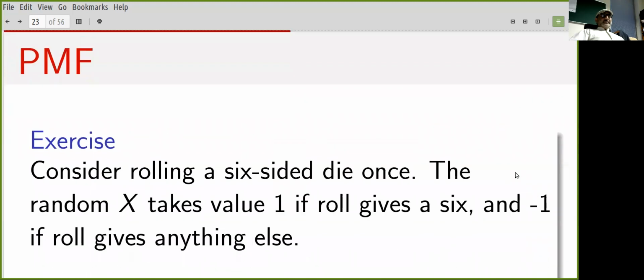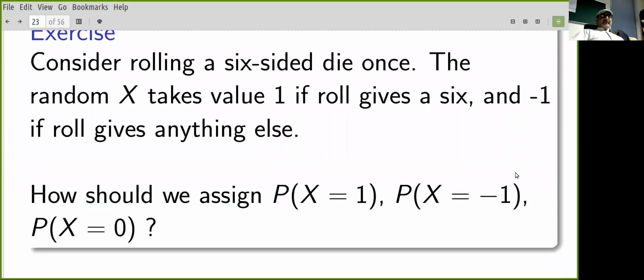So here's an example. We have a 6-sided die. We're going to roll it once. The random variable X takes a value 1 if the roll gives a 6, and it takes a value -1 if the roll gives anything else. So the PMF would tell us what the probability that X equals 1 is, what the probability that X equals -1 is, and what the probability that, say, X equals 0 is.